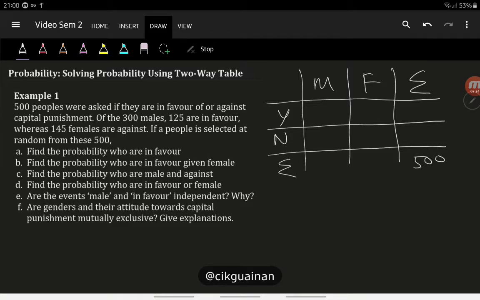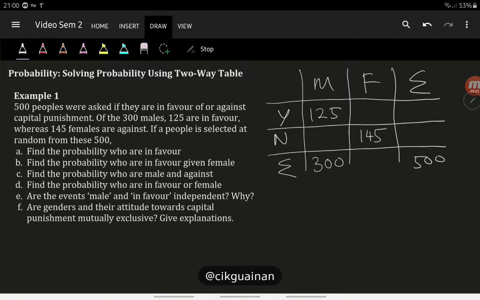Of the 300 males, 125 are in favor. So of the 300 males, 125 say yes to capital punishment, whereas 145 females are against.